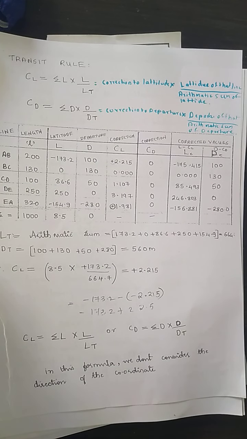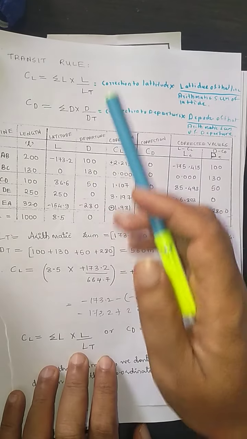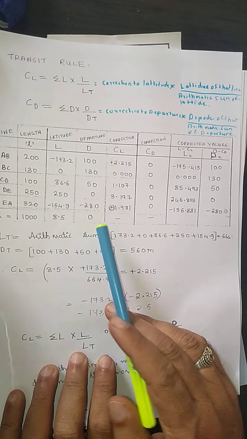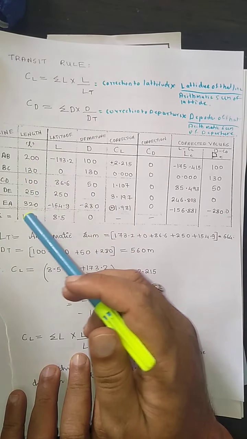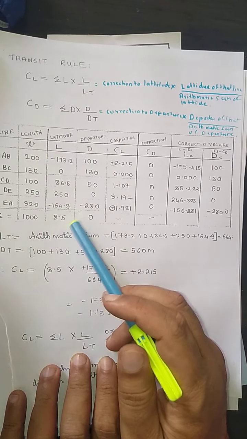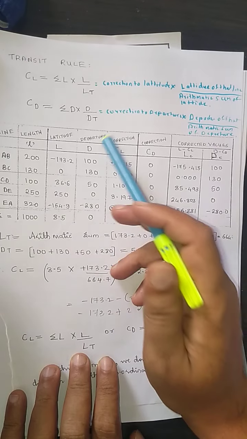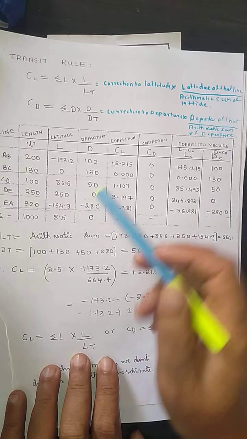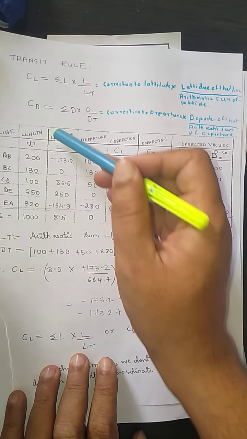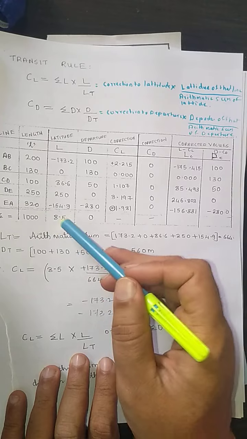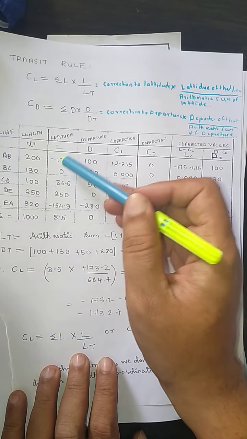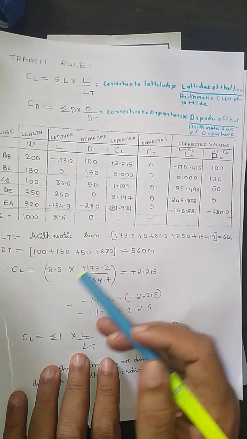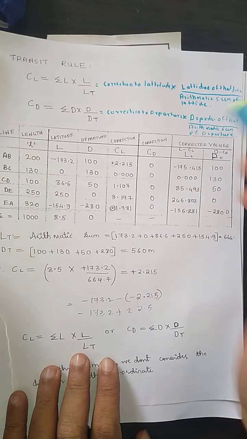Okay, now in the transit rule, again what you need to do is the same problem we have solved by using the transit rule, right? You have determined the length perimeter L, then latitude, whether you need any correction or not, you have determined it. Then the departure you have determined it, right? Adding these you have determined it as 0, adding all these you have found it as 8.5, and since the sigma L and sigma D are not equal to 0, you need to go for the latitude correction.